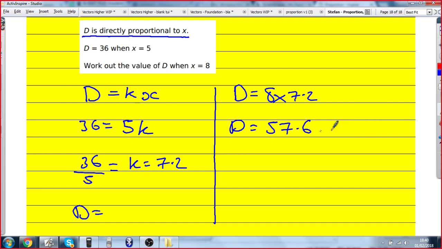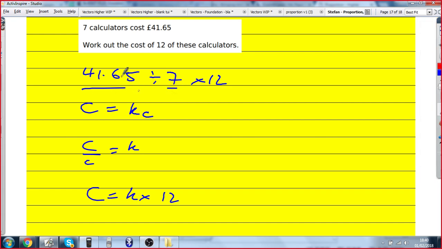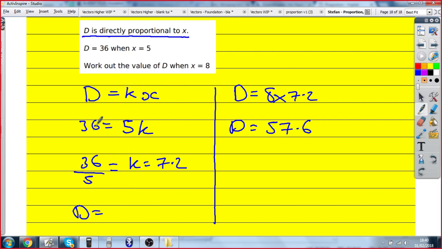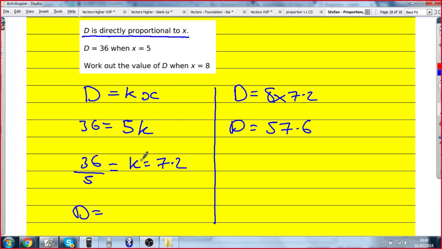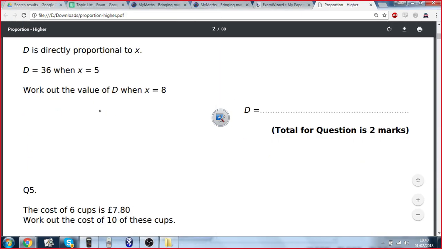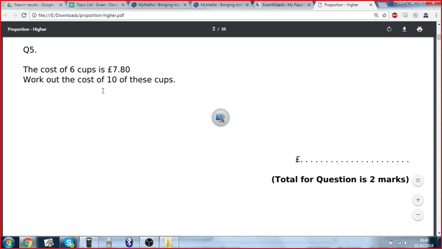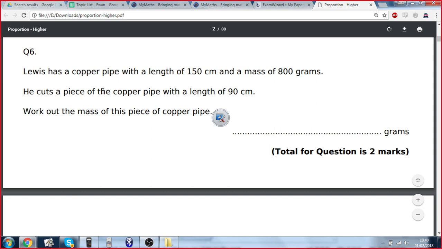No. So although it feels different, this is identical to the calculator one. You just did this divided by this to get k, and then k times 12. You did 36 divided by 5 to get k, which was 7.2, and then k times 8. They're using all these different words, directly proportional, but it's the exact same idea. This type I think you're okay for. Okay, let's try this one.